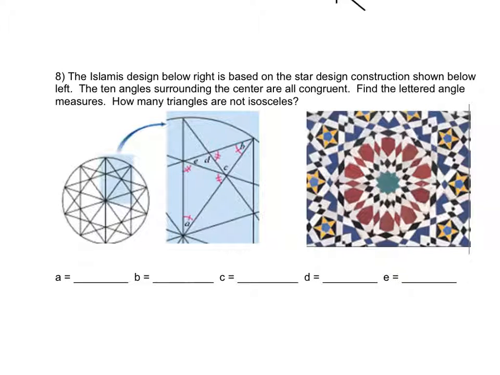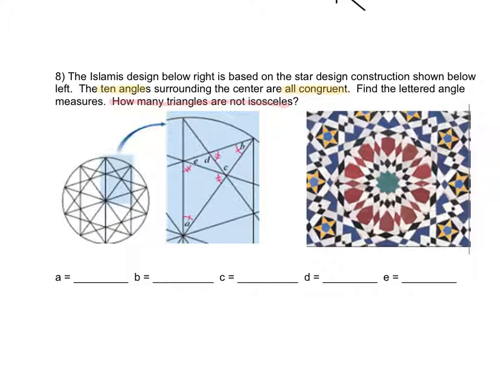The problem here is saying that we have the circular star, and I'm going to do a little highlighting for us. We have 10 angles in the center and they're all congruent. We want to find a handful of those, and then we're asked how many are not isosceles. We're going to come back to that at the very end.